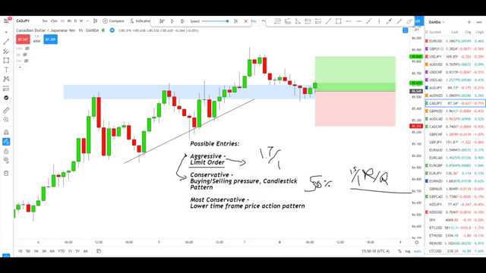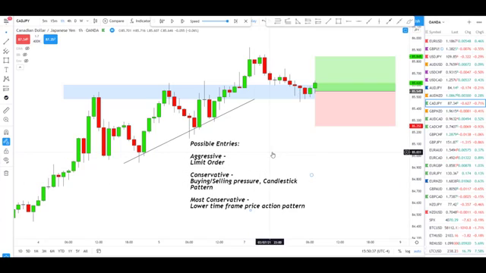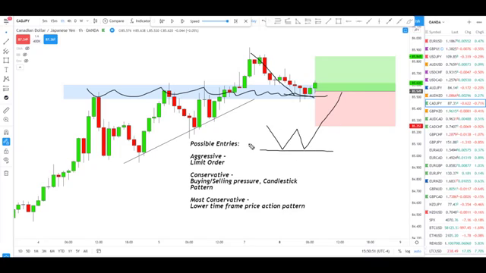Now, after the most aggressive way, which is just a limit order, the second most aggressive way, but more conservative than a limit order, would be waiting on a candlestick pattern or buying pressure with a green candle for a bullish trade, a red candle for a bearish trade. The most conservative way to enter a trade like this would be to point out your zone, right? You have your rising triangle break and retest pattern, then wait for the market to get into that zone and drop down to smaller time frames to look for patterns like double bottoms on those smaller time frames.